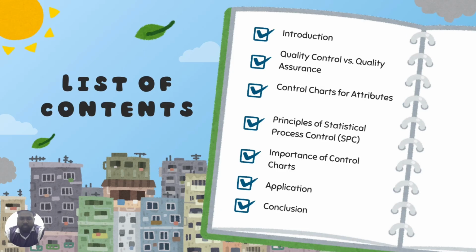The first, the content list will cover: introduction, quality control and quality assurance. What is quality control and quality assurance? Control charts for attributes. Principles of statistical process control (SPC). Importance of control chart application, and also the conclusion.